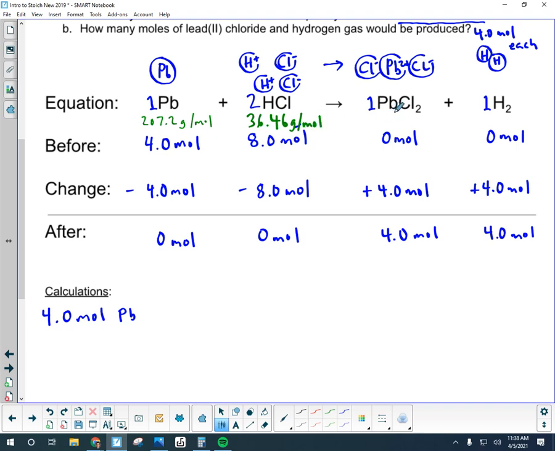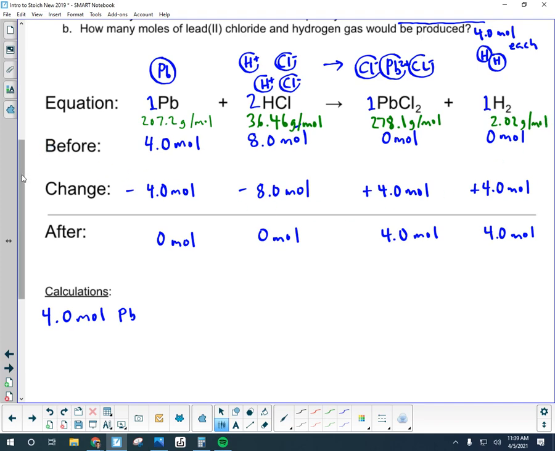For PbCl2, I'm going to have to add up 1 lead plus 2 chlorine. If I do that, I'll go ahead and give you that number. That actually comes out to be 278.1 grams per mole. And again, that's just taking lead and adding in 2 molar masses of chlorine. And then H2, remember H2 is 1.01 as a pure atom, but we have 2 of them in the formula. So it's going to be 2.02 grams per mole.